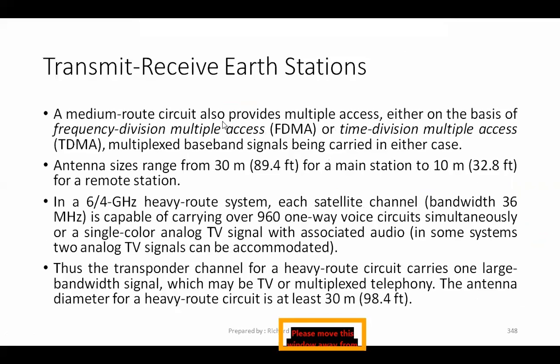A medium route circuit also provides multiple access, either on the basis of frequency division multiple access or time division multiple access. Multiplexed baseband signals are carried in either case. Okay. So we can see that whether we are using FDMA or TDMA, in both cases we will be using a multiplexed baseband signal.